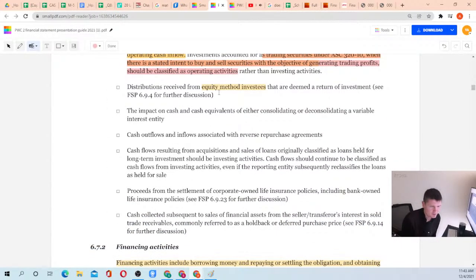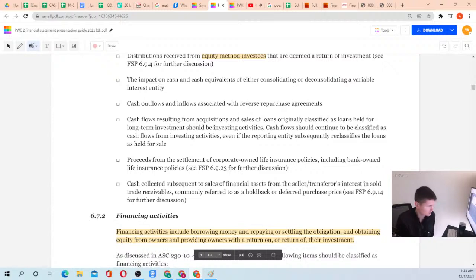So distributions from equity method investees. There is a lot of stuff which is not applicable for a usual business, but the guidance is still listed because the guidance tried to be universal. Acquisitions of loans, proceeds from settlement of corporate-owned life insurance policies.